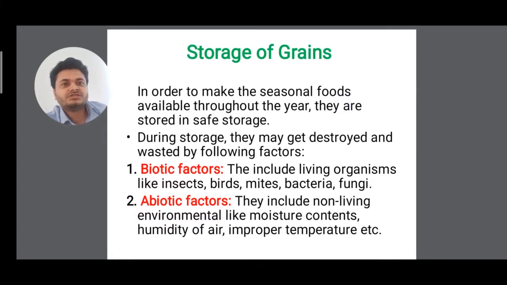Next is storage of grains. In order to make the seasonal produce available throughout the year, it is stored in safe storage. During storage, it may get destroyed and wasted by the following factors. Number one is biotic factors and number two is abiotic factors. What are biotic factors? They include living organisms like insects, birds, mites, bacteria and fungi. And abiotic factors include non-living environmental factors like moisture content, humidity of air and improper temperature.